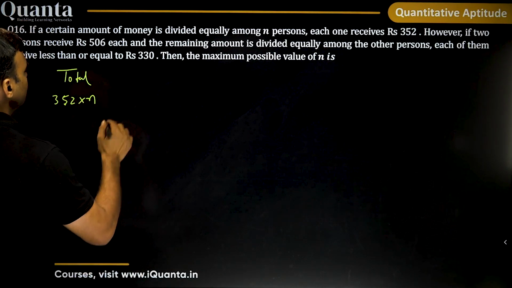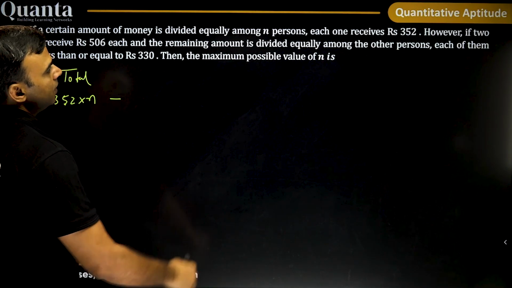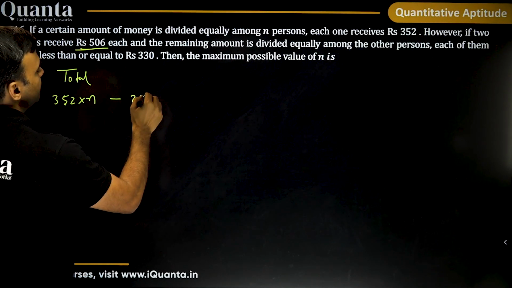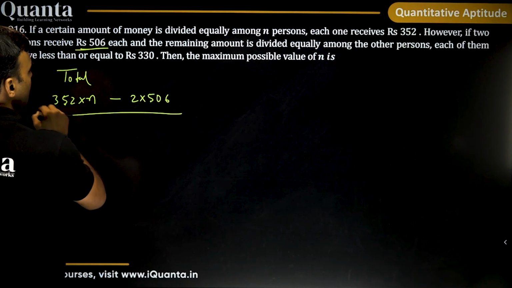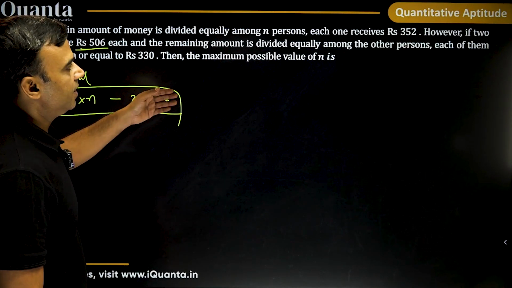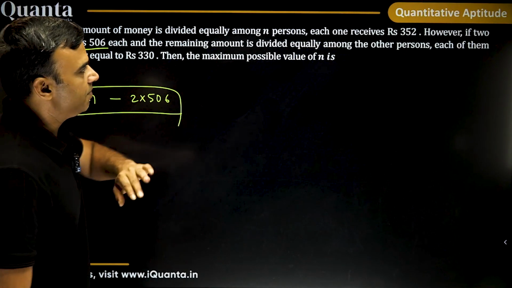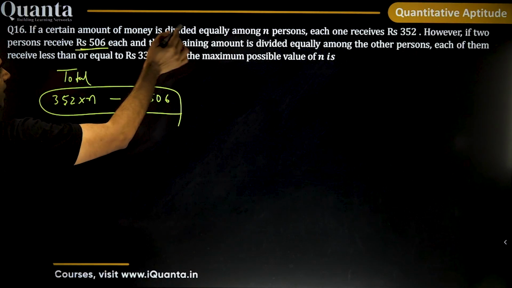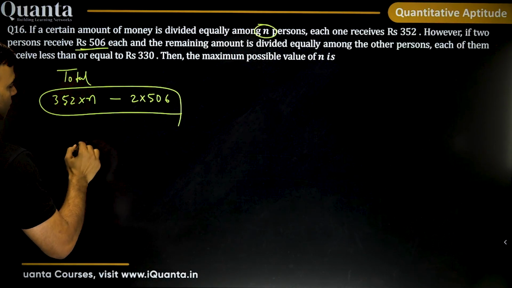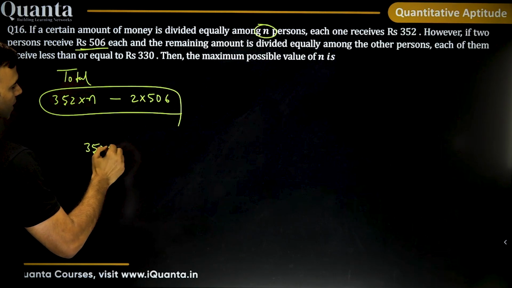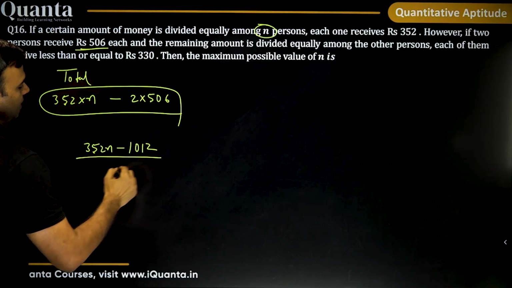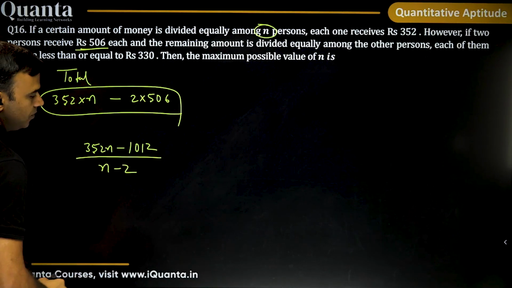So from this, if I remove the total of these 2 people, their average is 506. So 2 into 506 is the remaining total, which is equally divided among the remaining people. What are the remaining people? Out of n, 2 are gone. So now there are n minus 2 people. So 352n minus 2 into 506, which is 1012, divided by n minus 2, right?